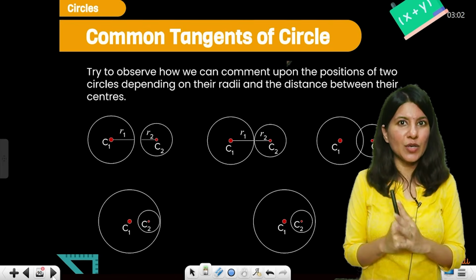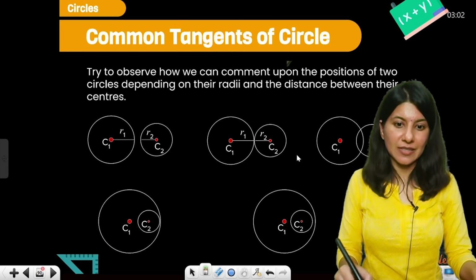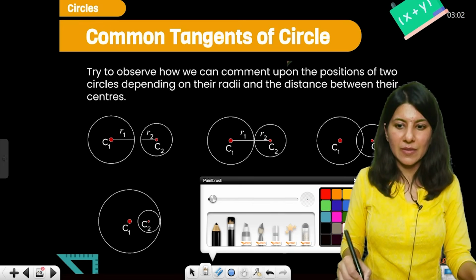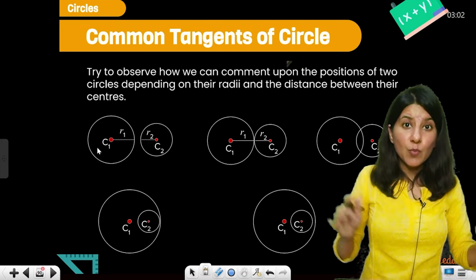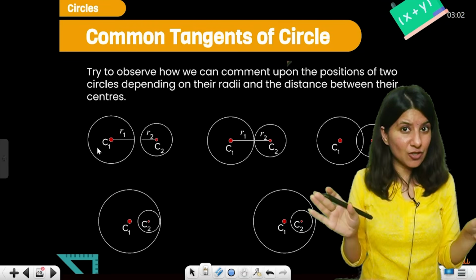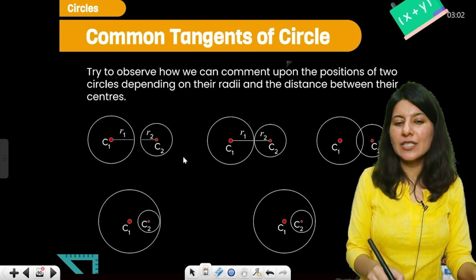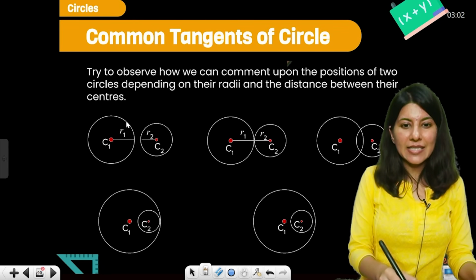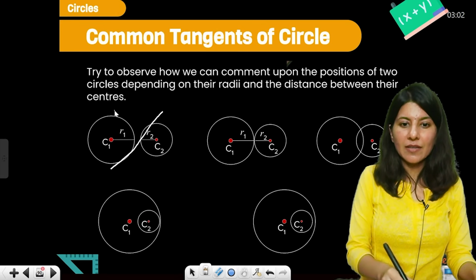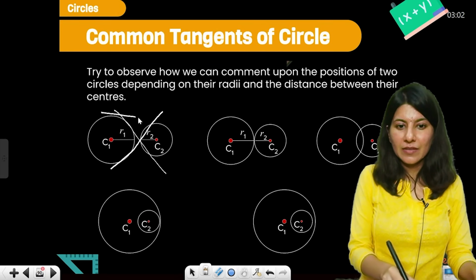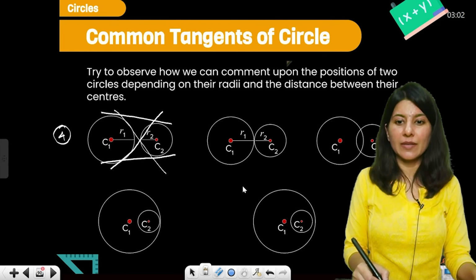All right. Now, let's talk about common tangents of the circle, in various situations. Can you see there are multiple situations we have created. First case, when both the circles are not touching each other, not intersecting each other. In this case, how many common tangents can be formed? In this case, 4 common tangents can be formed, right? 1, 2, 3 and 4. Okay, 4 tangents, case number 1.